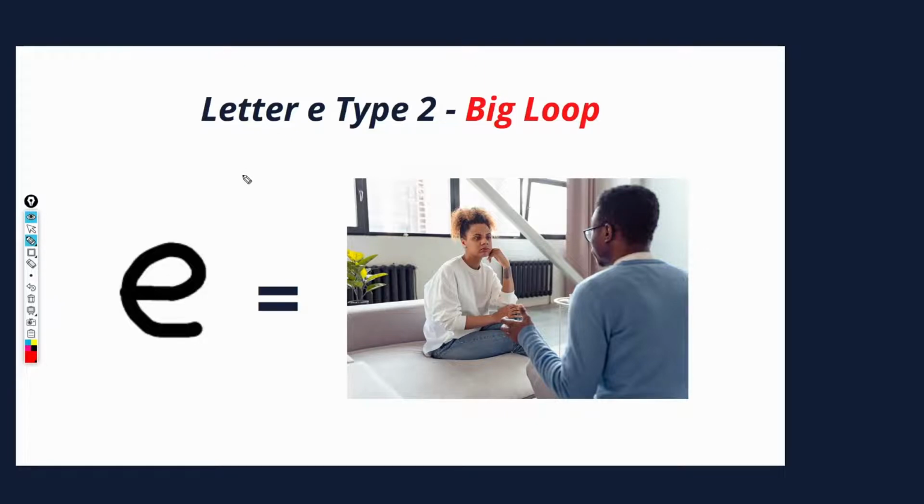So if you have any friend who writes E like this, no loop, then tell them to write like this, as simple as that.